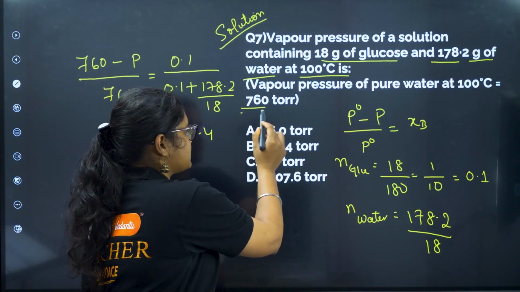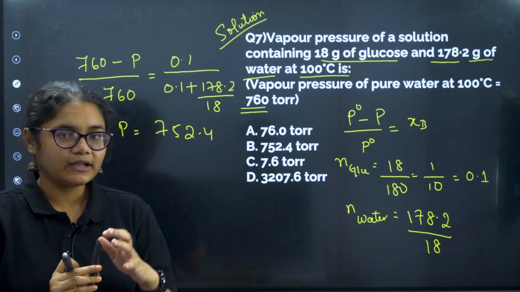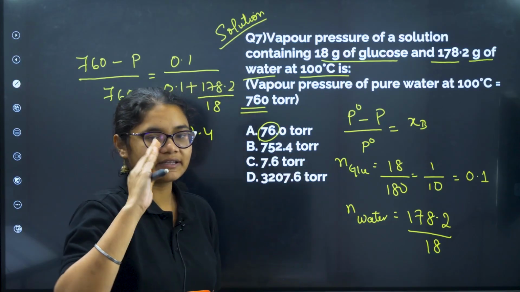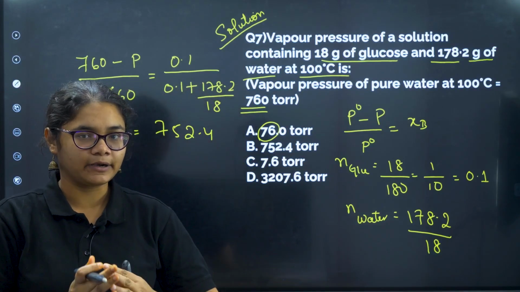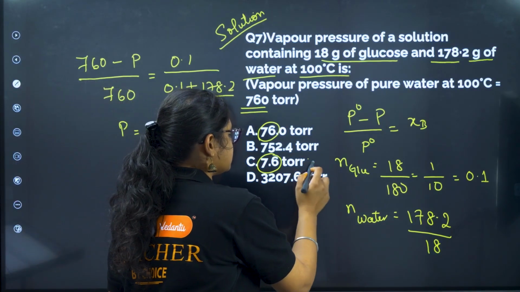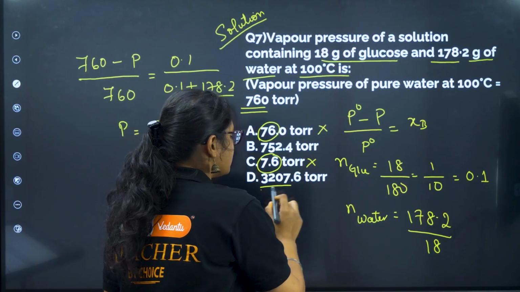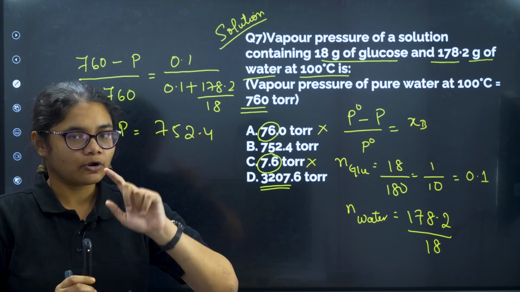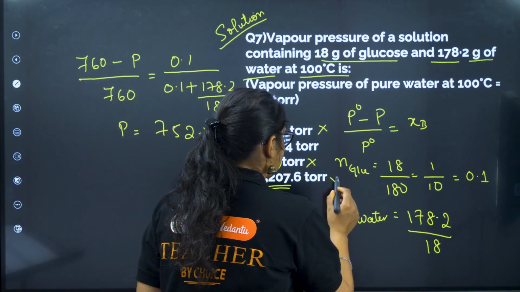But this question you could easily have guessed the answer also without doing this much calculation, because you see the original pressure is 760, some decrease will be there, so it will not decrease like 76. From 760 to 76 is a huge gap, right? And 7.6 will also be wrong. Now this one is more than the vapor pressure, so the vapor pressure should not increase, it will always reduce, so this option also could have been eliminated.